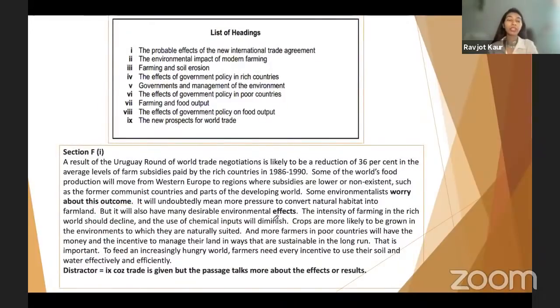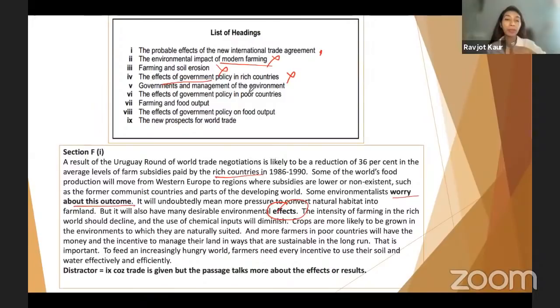So let's look at the headings one by one. Does this talk about probable effects of the new international trade agreement? If you read here, worry about this outcome and effects. Does it talk about the environmental impact of modern farming? No. Soil erosion, rich countries? This paragraph talked about rich countries only once, and this doesn't have anything related to the effects of the government policy. So we cannot choose this one.